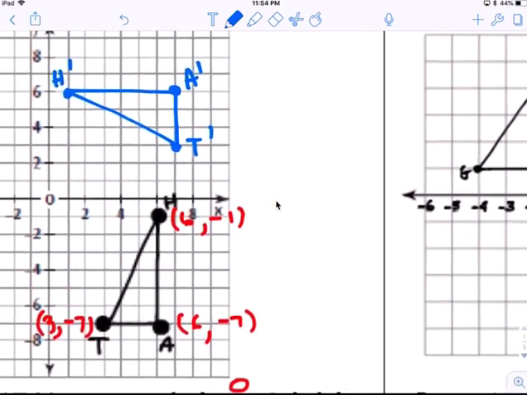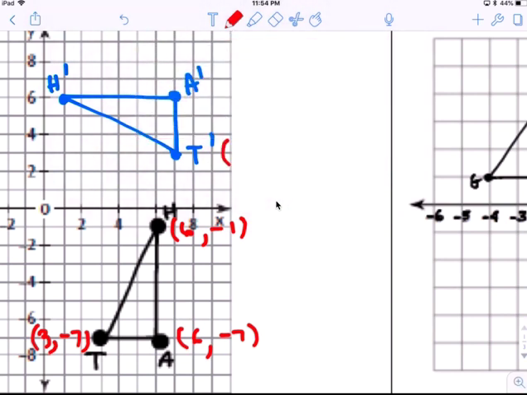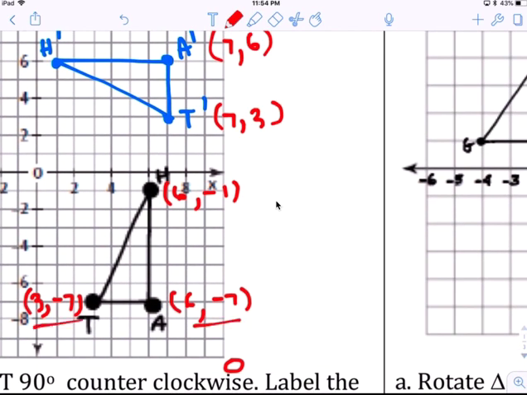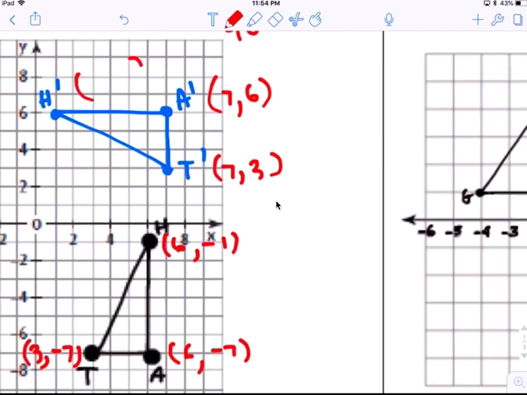Okay, and you're supposed to write all the coordinates. 7, 3, 7, 6. Did we flip it? Yeah, we did. Okay, good. And this is 1, 6.